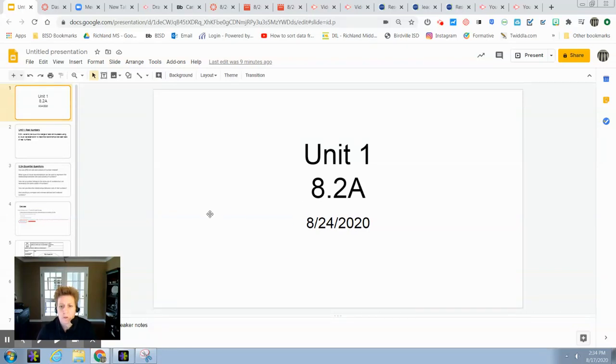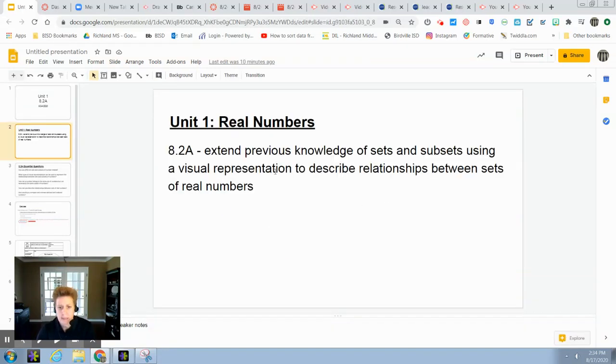Hey guys, we are going to start Unit 1, 8.2a today, Monday the 24th, and it's about the real number system, so we won't take too long on this because you already know this stuff. 8.2a, we're going to extend the previous knowledge of sets and subsets using a visual representation to describe relationships between sets of real numbers. So basically on the STAR test, they want to know if you can distinguish between the sets and subsets of real numbers.